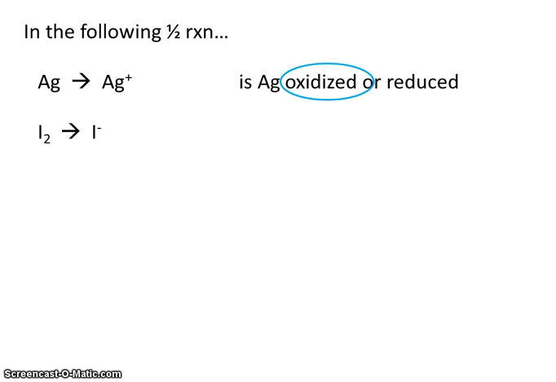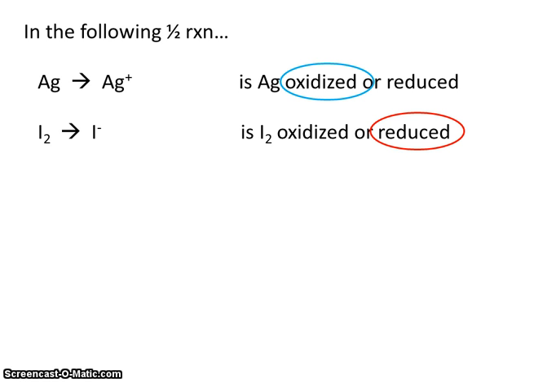What about iodine? Now, I recognize that some of these aren't balanced, but that's okay. We're just looking at oxidation numbers here. So this would have an oxidation number of 0, and it goes to -1. So its oxidation number went down. That's reduction. Its oxidation number went down because it gained a negative electron. Went from 0 to -1.